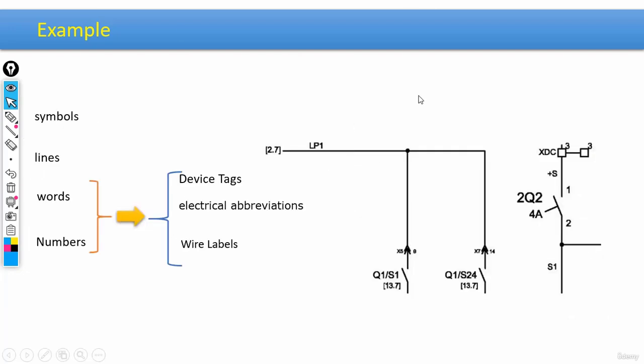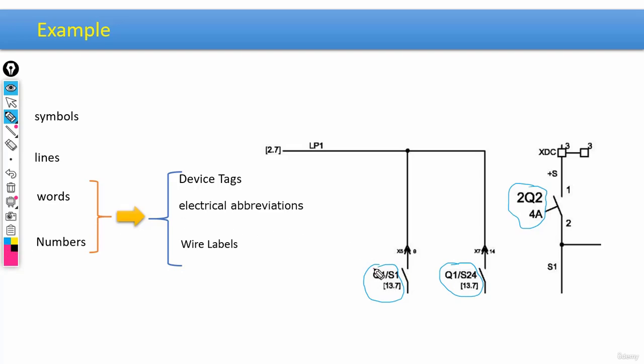Earlier in this very session, we said that through combining these main components, we can create side components. More specifically, we said that through combining words and numbers, we can create side components such as device tags, electrical abbreviations, and also wire labels. Now, we can mark these as an example for device tags. Okay. And after that, let's see what kind of electrical abbreviations we have.